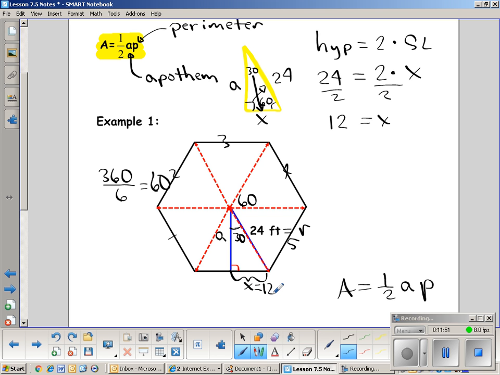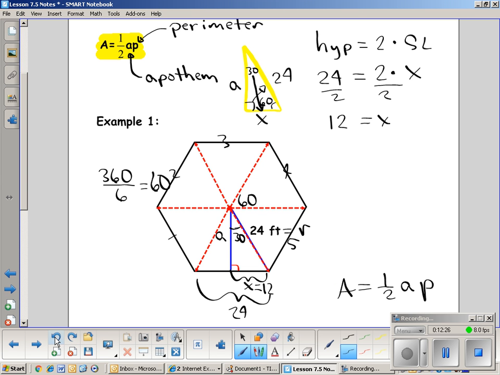Okay? So what does the length of the side equal then? 24. Okay? So the length of that side equals 24. Well, we'll get to that in a second. Let's go back to this triangle. We also need to know A, don't we? Look at the formula down here. Area equals 1/2 AP, apothem times perimeter. So we have to know what A is, the apothem.